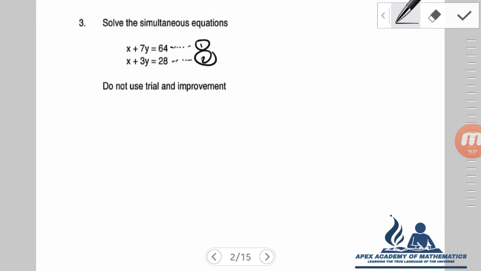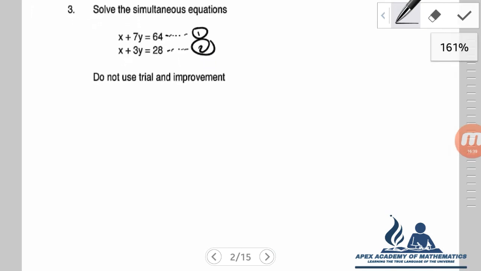Why am I using the elimination method? Of course I already have a variable with a coefficient of 1 right here, and because they are already the same, it's quite easy for me to say I'm just going to subtract equation 1 by equation 2, or subtract equation 2 from equation 1.